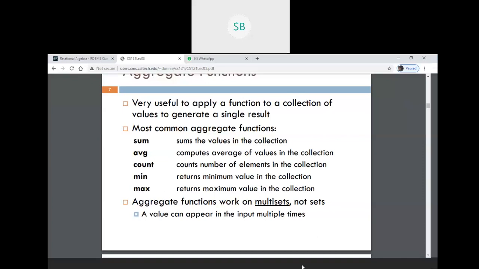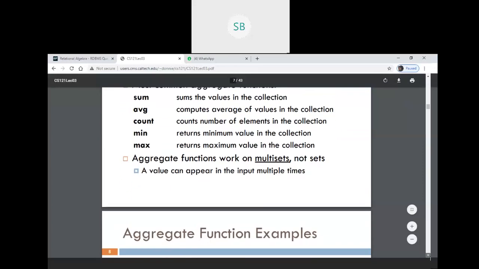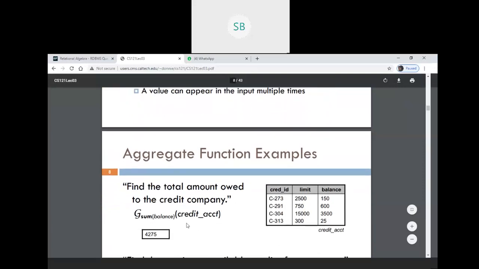Now let's go back and move on. Is this aggregate function clear? Anyone not clear, please tell me. Here is an example also. For now just take this simple example. Don't go for the nesting.